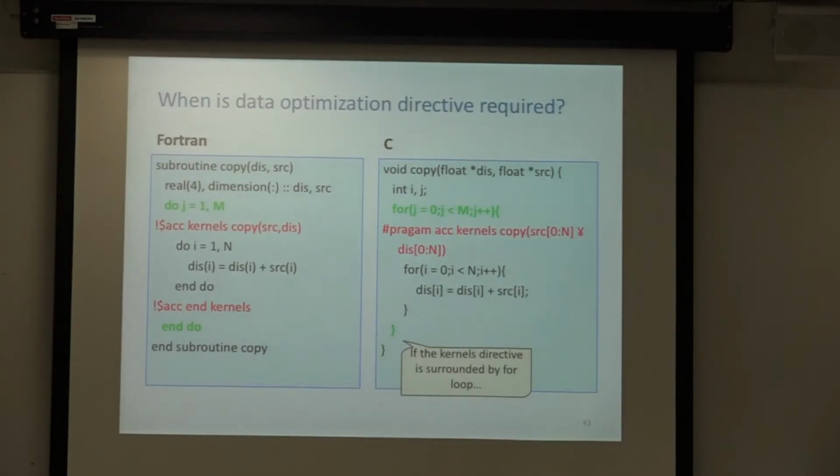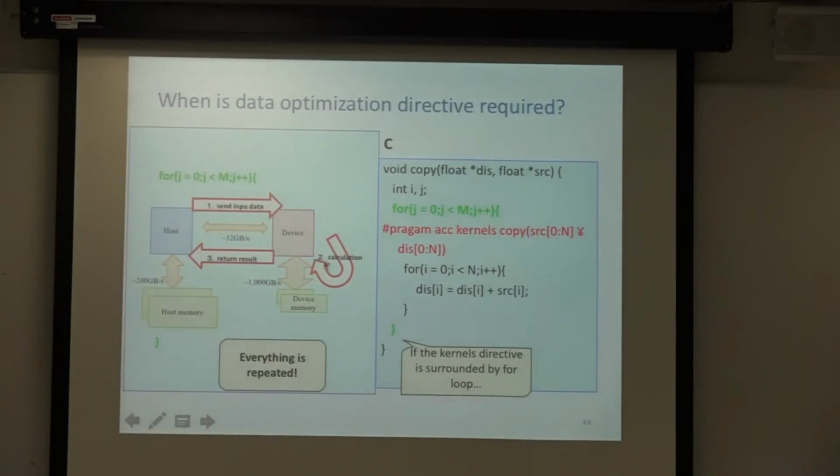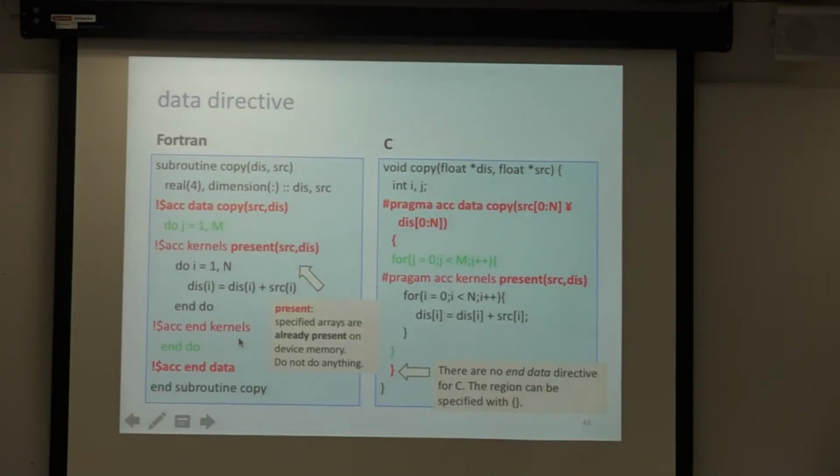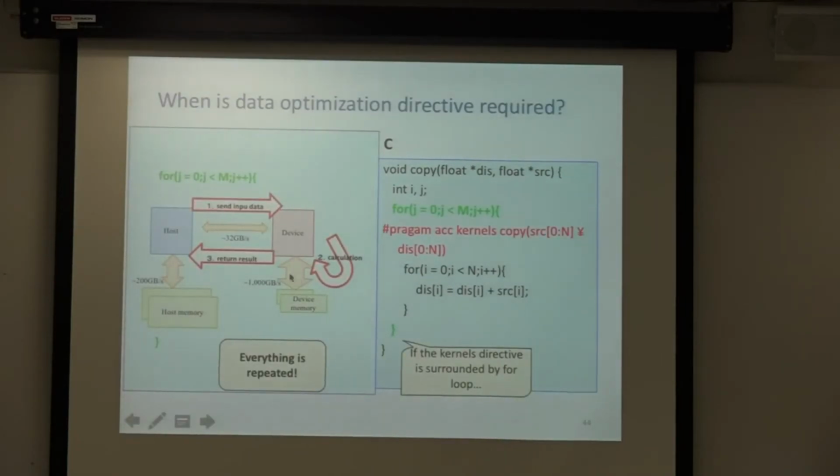This is a useful case of data optimization directives. If the kernels region is surrounded by another loop, in this case, sending input data, calculation, and returning results are all repeated. So it is very inefficient. The data directive reduces this cost of sending data and returning results.